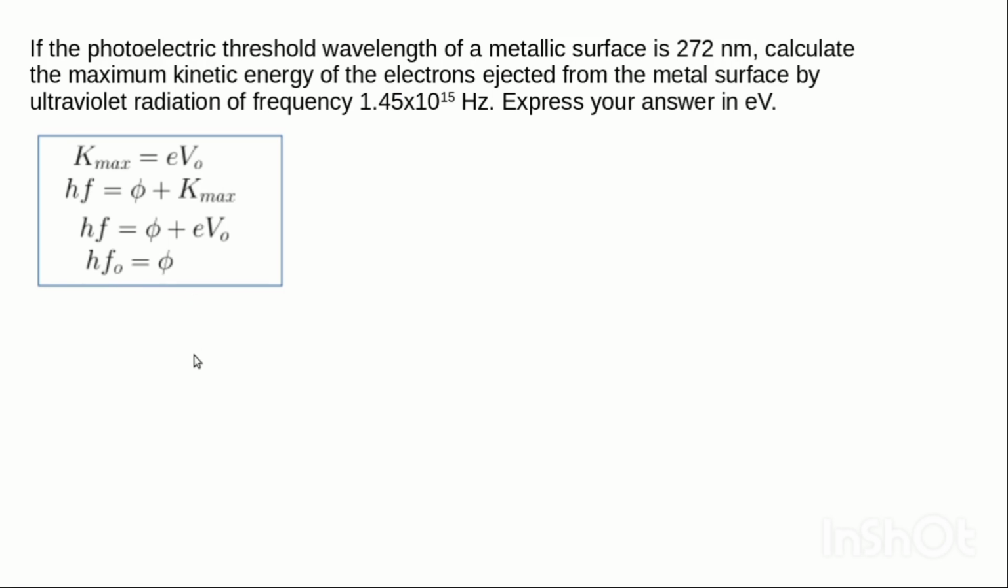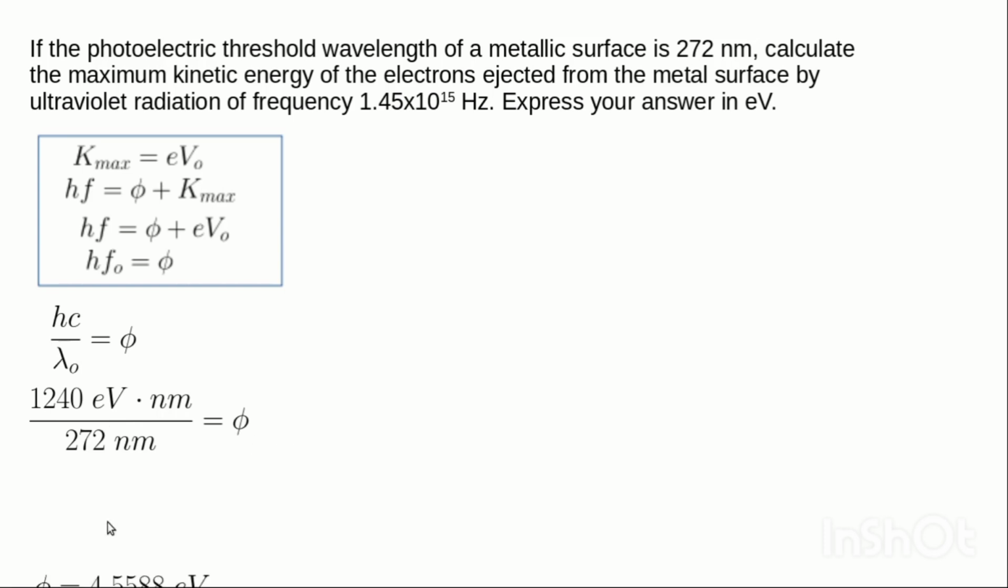To do that, let's start with the fourth equation, which can be re-expressed as hc over lambda naught equal to phi. We already know our hc to be 1240, divided by the threshold wavelength. So we have this expression equal to phi, so our phi becomes 4.5588 electron volts. Now that we have our phi, we can slot it back into this expression by making K max the subject of the formula.